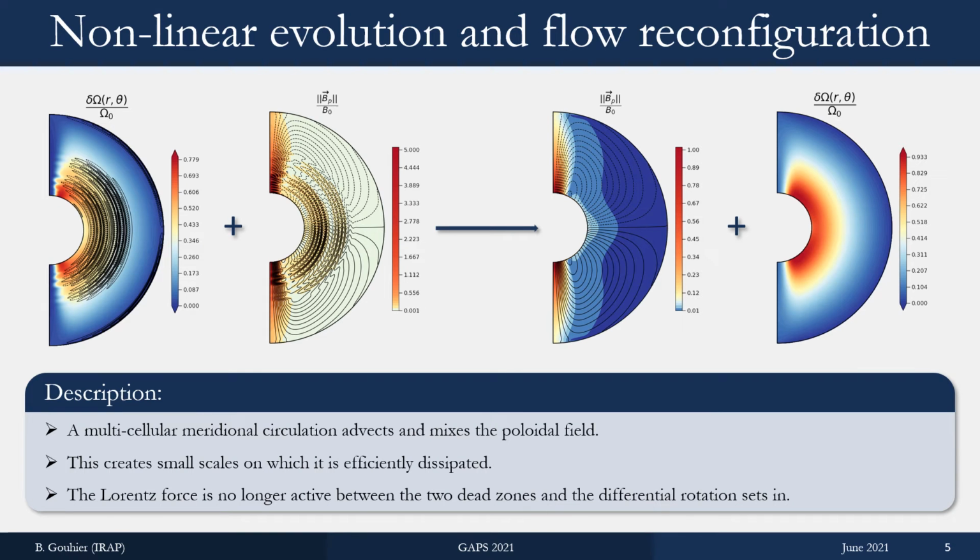After the exponential growth phase, the evolution becomes nonlinear and the instability saturates. The first two panels here display in color the normalized rotation rate and the normalized norm of the poloidal field, with the streamlines of the meridional circulation and the poloidal field lines in black. We can observe that the instability proceeds via a multicellular meridional circulation, which advects and mixes the poloidal field. This process creates small scales on which the magnetic diffusion can efficiently act to dissipate the poloidal field, as we can observe in this panel. As a result, the Lorentz force between the two dead zones here and here is no longer active and the differential rotation sets in here.